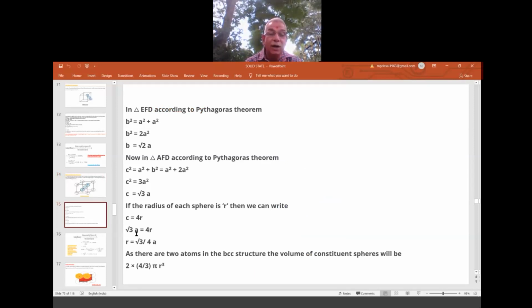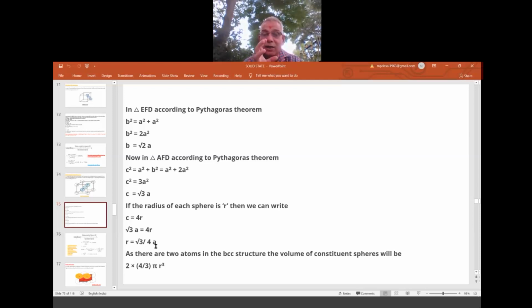So 4R is equal to root 3 A. Now what is R equal to? R equal to root 3 A by 4. As there are 2 atoms in the BCC structure, the volume of constituent particles is needed. So the radius is root 3 by 4 A. There are 2 spheres in the BCC.